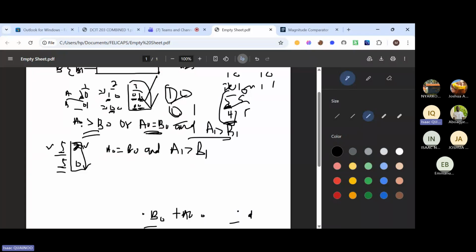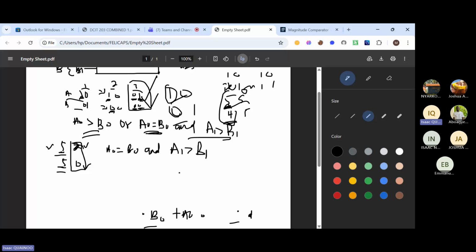all possible scenarios. You're saying if A0 is greater than B0, then you can conclude that the first number is greater than the second, or if A0 is equal to B0 and A1 is greater than B1.